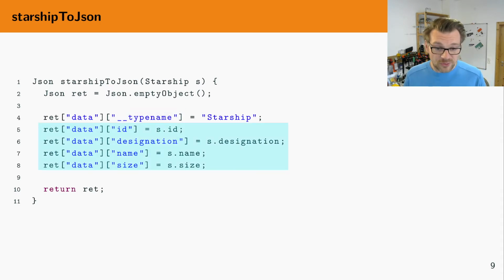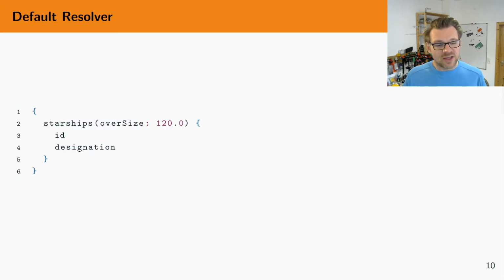The other 4 assignments here are then quite boring, so to speak, as we just set the names from the Starship members inside of the JSON we want to see. So for instance, here we set the ID to ID, the designation to designation, and so on and so forth. But maybe you remember that we actually only want to get the ID and designation. And here's sort of the first problem, the real problem we have to face.